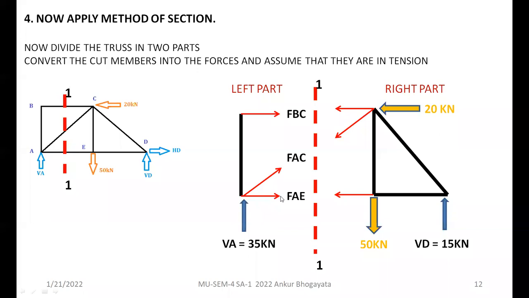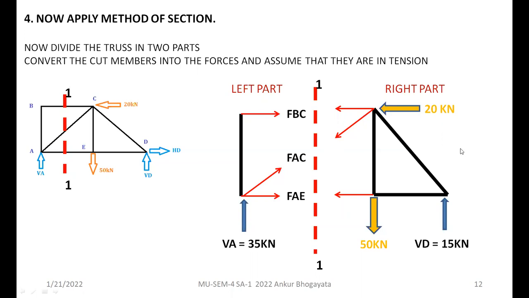And without forgetting, assume that all the members or all the forces which are converted are working in tension. So here you can see when I cut member BC with section 1.1, it becomes force BC. When I cut member AC, it becomes force AC. And when I cut member AE, it becomes force AE. All members you will see here are moving outward. So that means all of them are working in tension.